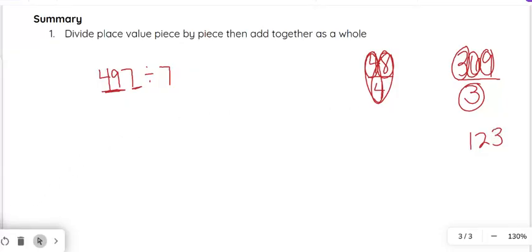So that can be helpful if you are trying to do division in your head and trying to avoid the long division method. But remember, again, it doesn't always work out nicely. If I had something that didn't work out, I might still need to use the long division. So it is important to know that as well.